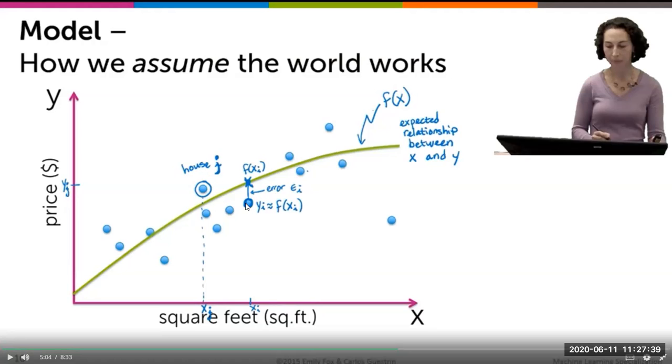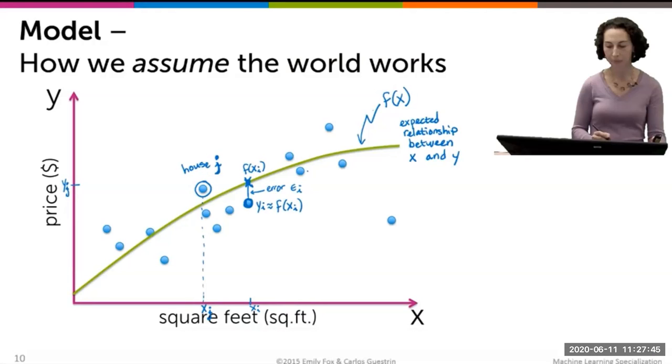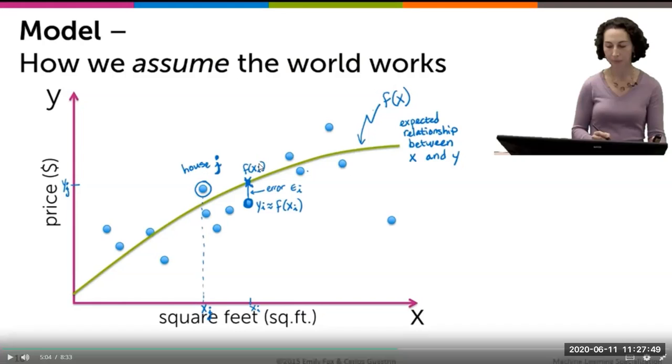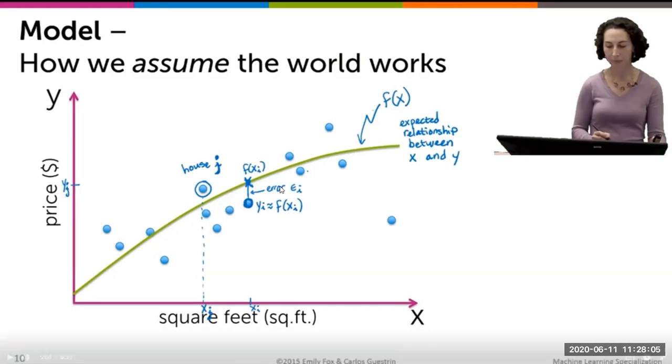That's the height of this dot. But what's the predicted price? F of xi, right? So there's a difference. Yi is the height of this dot, and the predicted price is the height of this dot, which is f of xi. So you need to get this notation clear in your head, otherwise you'll get lost immediately.